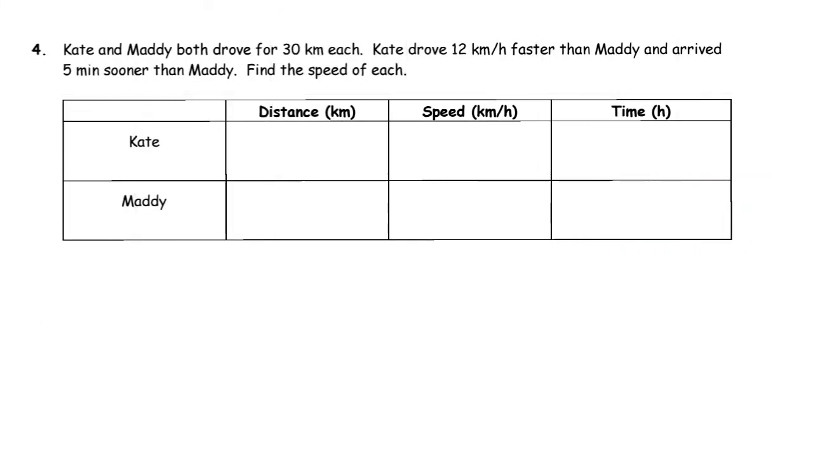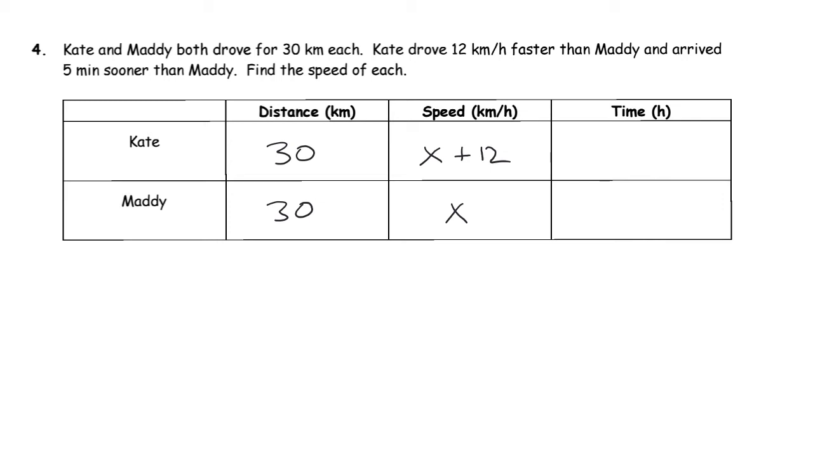Okay, so this question says, Kate and Maddie both drove for 30 kilometers each. So we're going to fill that in our chart, 30 kilometers. And then Kate drove 12 kilometers an hour faster than Maddie. So we're going to let Maddie be x, and that means Kate would be x plus 12. We could have done it with Kate being x, and then Maddie would have been x minus 12. It's just a little bit easier to work with addition here.